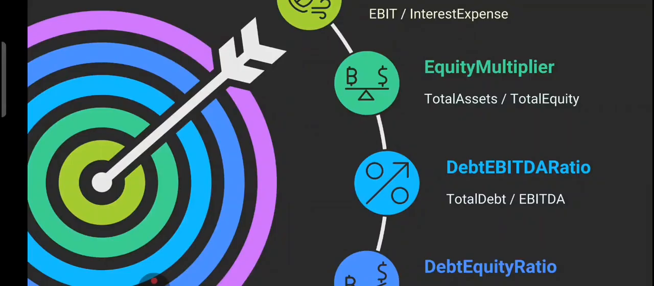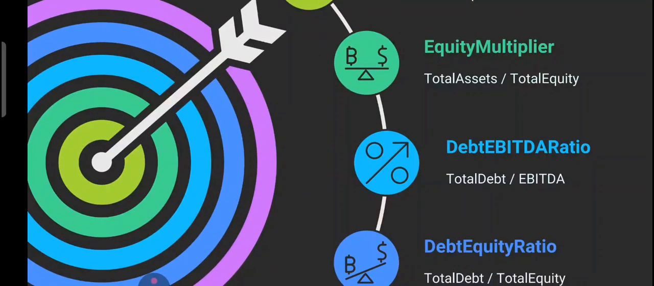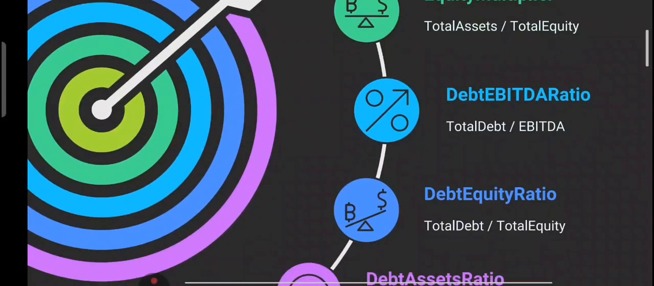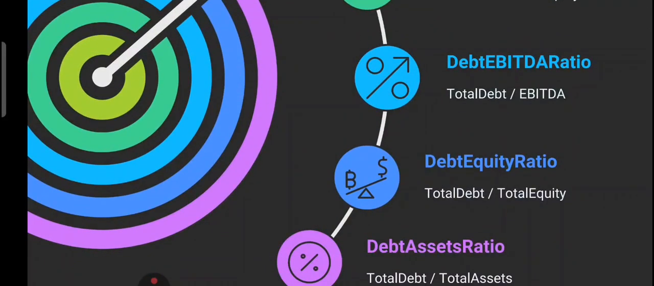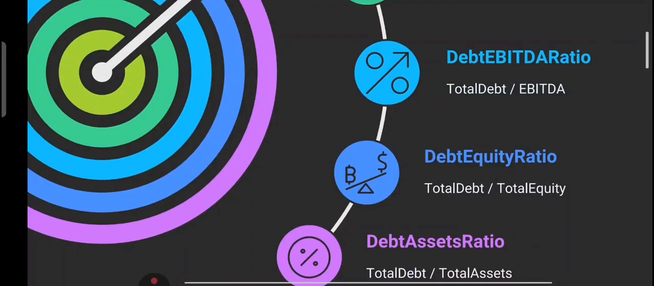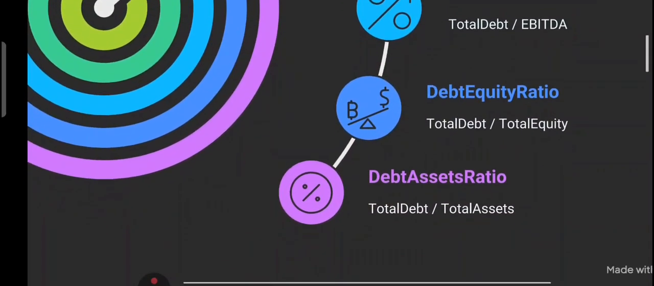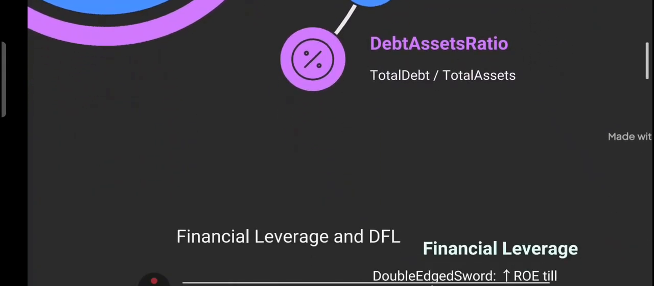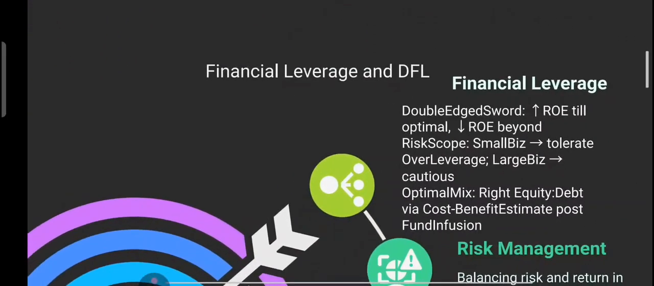Then we have the debt EBITDA ratio, which shows how early the company can pay back its debt using its earnings. If this ratio is lower, it means better financial health. The debt equity ratio compares debt and owner contribution. And the debt asset ratio means how much of the assets is funded by debt. Like the debt equity ratio, lower is better.